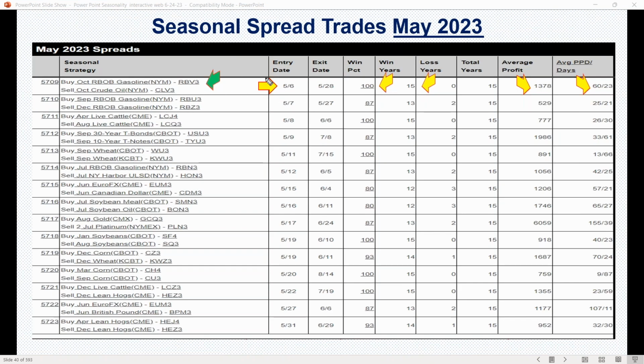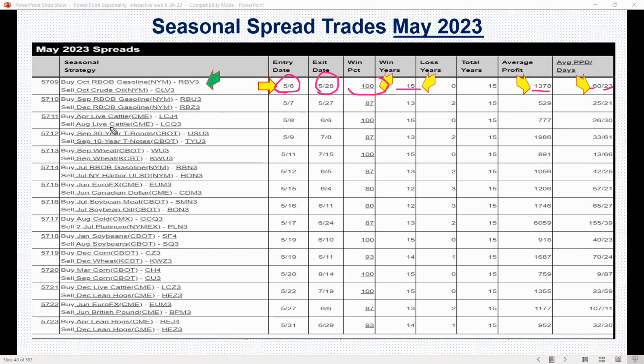But even with a small retail trader, you do one contract, you still can make some big money. So here's, if you went long RBOB gasoline on the 6th of May, this is just marking it with seasonality, and then you got out on the 28th of May. Over the last 15 years, it's been a winning trade, okay? No losers. The average profit, if you did one contract of this spread, was $1,378. It was making $60 a day over 23 days. So that was 100%.